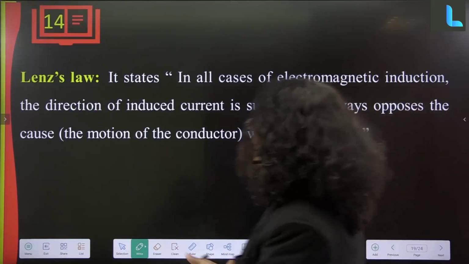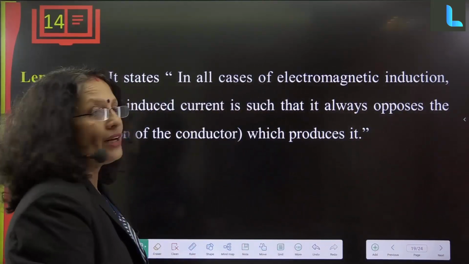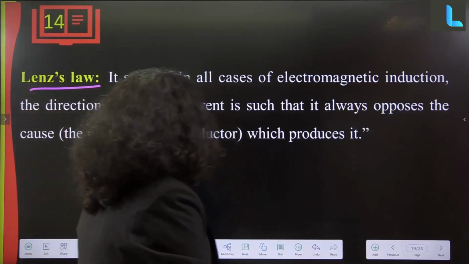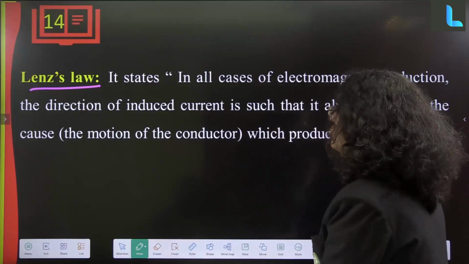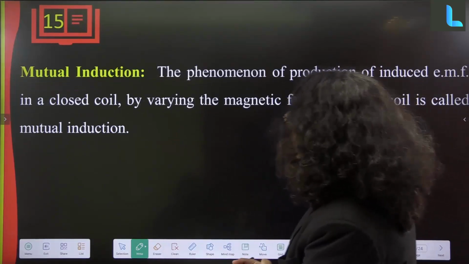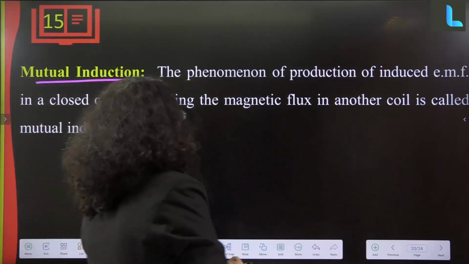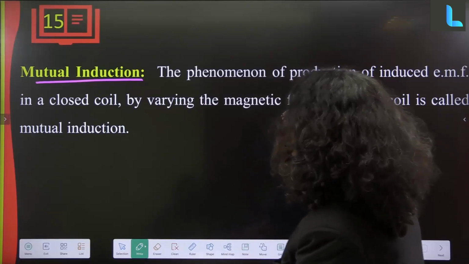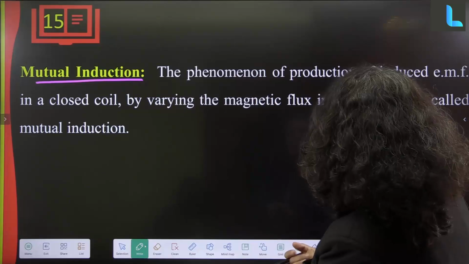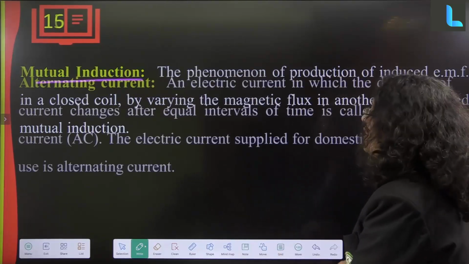Now, Lenz's law we will see. According to this law, in all cases of electromagnetic induction, the direction of induced current is such that it always opposes the cause, the motion of the conductor which produces it. Now mutual induction is the phenomenon of production of induced current in a closed coil by varying magnetic flux in another coil. That is called mutual induction.